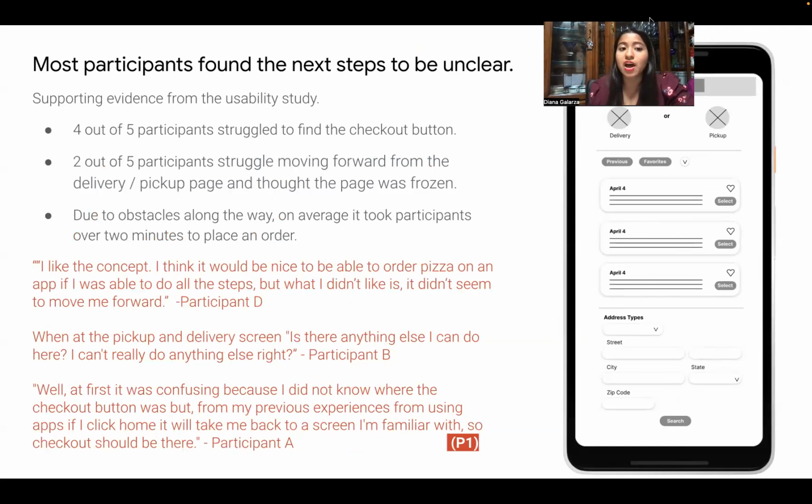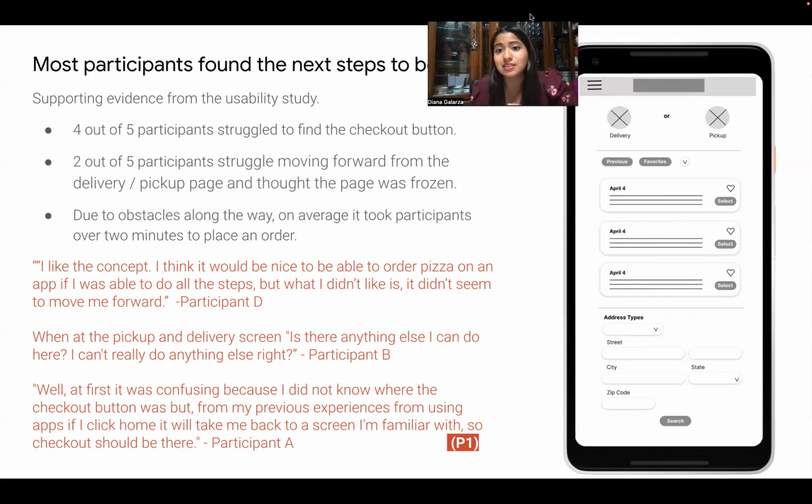So 4 out of 5 participants struggled to find the checkout button. They didn't even notice the cart in the corner. As you saw from the previous page, the cart was in the corner. They didn't notice it. So that means that it is not intuitive for people to click there. That needs to change. 2 out of 5 participants struggled moving forward from the delivery and pickup page and thought that the page was frozen.